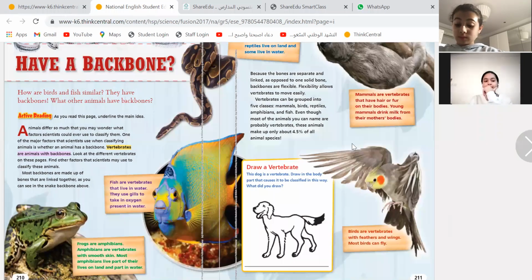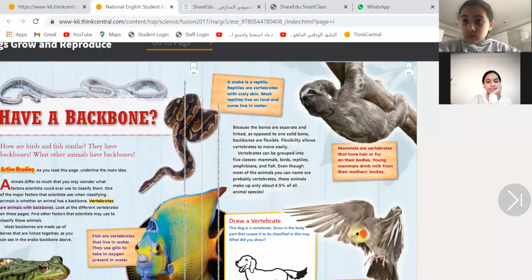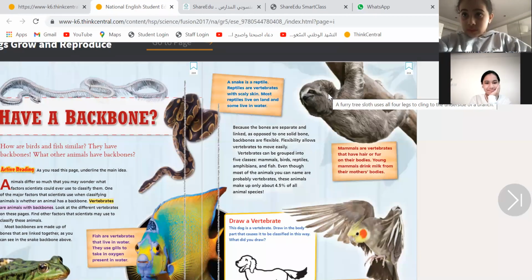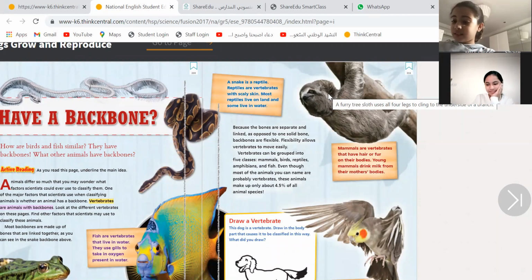Is this a sloth? Yes, this is a sloth. It uses its forelegs to sling on the underside of a branch. What do you know about the sloth? It moves too slow. So it's slow, it moves so slow and it's so lazy. Also, it sleeps a lot.